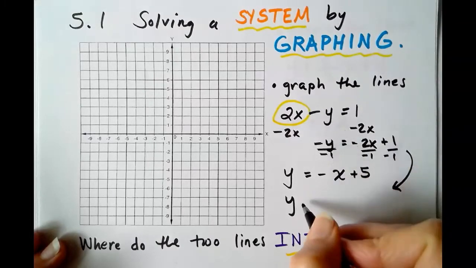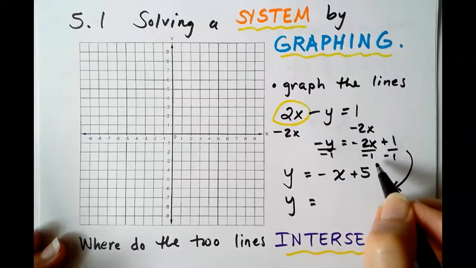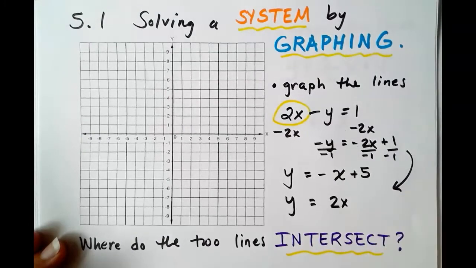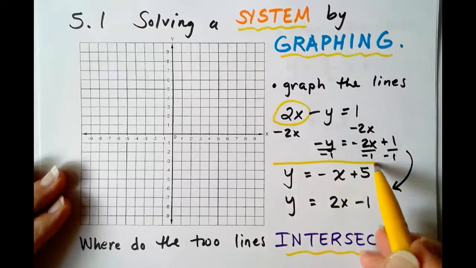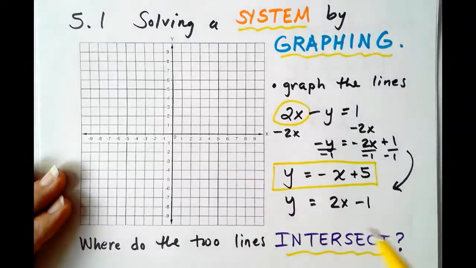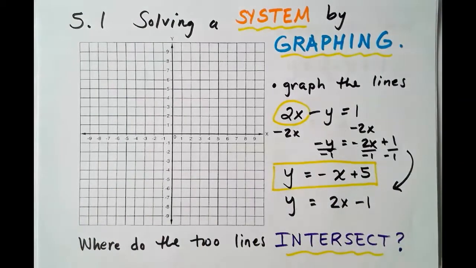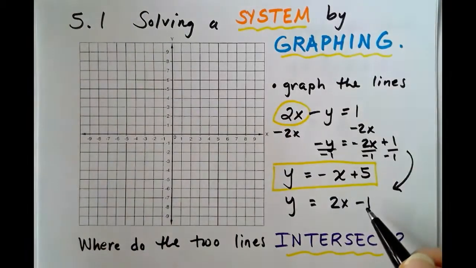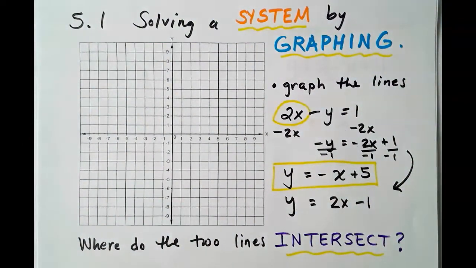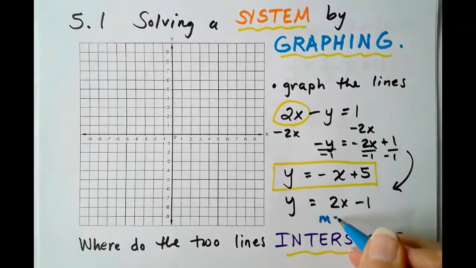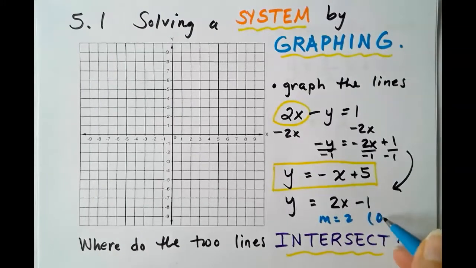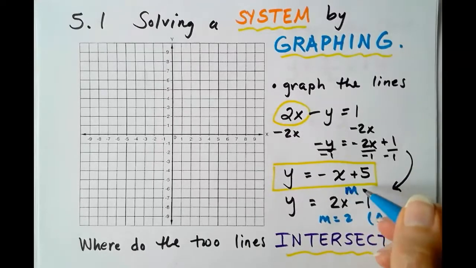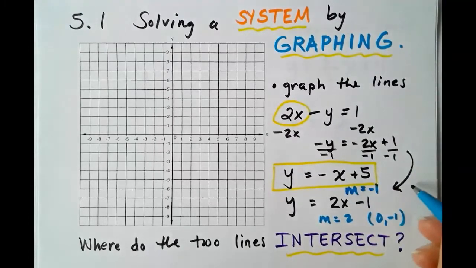Negative y divided by negative 1 is y. Negative 2x divided by negative 1 is 2x. And 1 divided by negative 1 is negative 1. This second equation was already solved for y, so we're ready to go. So we have our first equation, and our first equation has a slope of 2 and a y-intercept at negative 1. Our second equation has a slope of negative 1 and a y-intercept at 5.